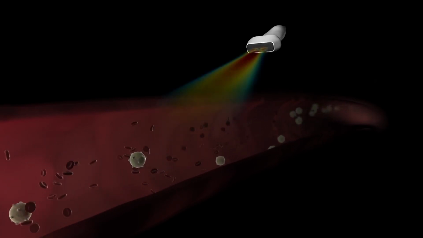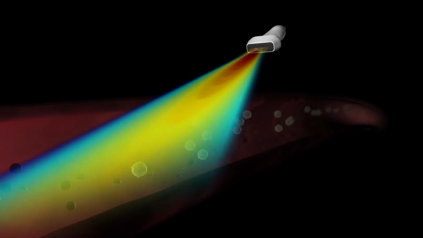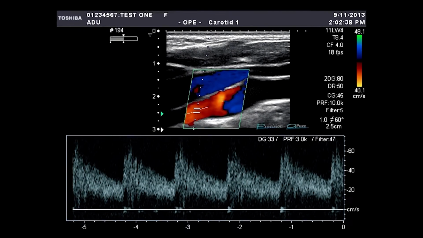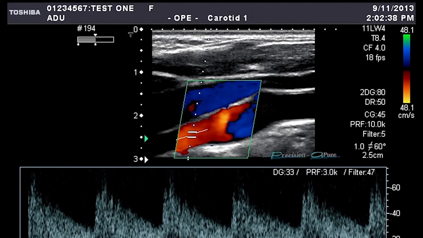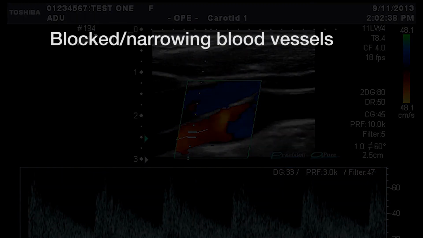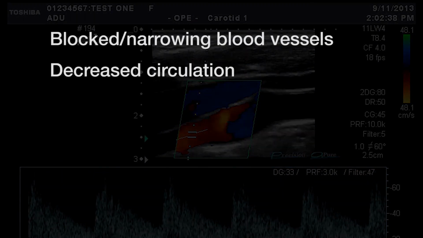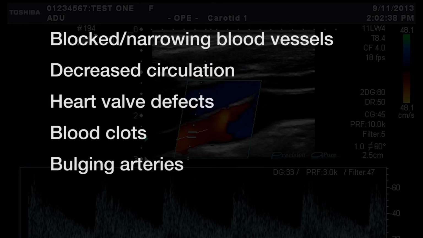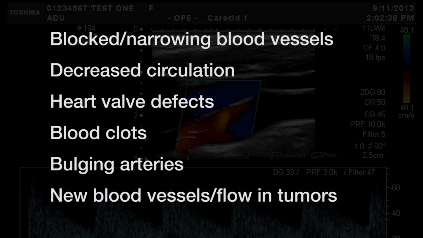The transducer is held at an angle to the blood vessel, and the altered frequency of the echo returning to the transducer from the blood flow tells the computer the speed and direction of blood. This information is displayed as different colors on the final image to show changes in or absence of blood flow, indicating blocked or narrowing blood vessels, decreased circulation, heart valve defects, blood clots, bulging arteries, or even the presence of new blood vessels and flow in tumors.